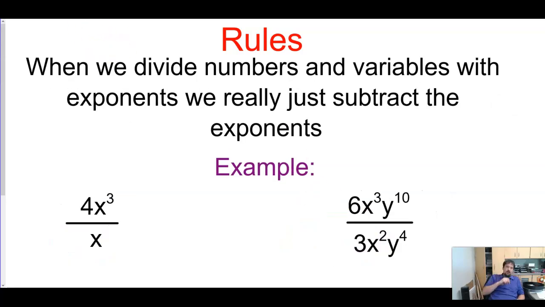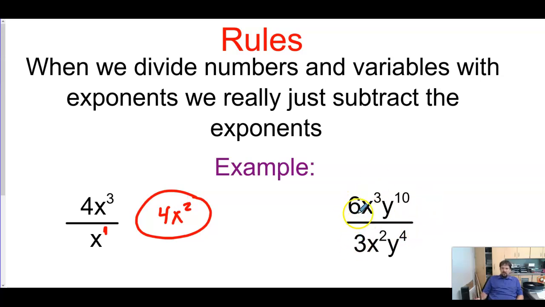Okay, the next rule. When we divide numbers and variables with exponents, we really just subtract the exponents. We're still going to divide the numbers normally, but the exponents are going to be subtracted from our variables. So first we have 4 over 1, which is the same thing as 4. And we have x cubed and x. Well, this is x to the first power. 3 minus 1 is 2, so we get x squared.